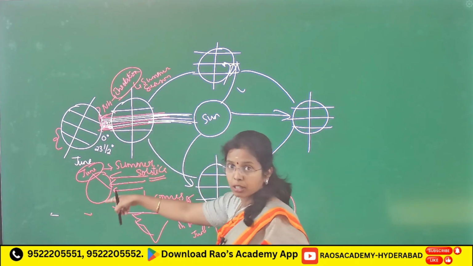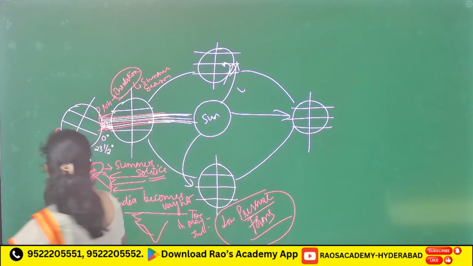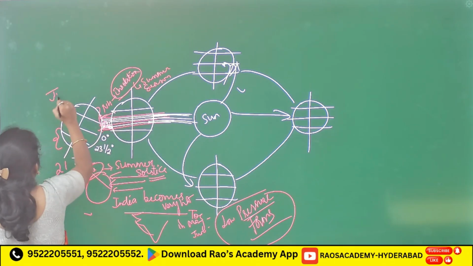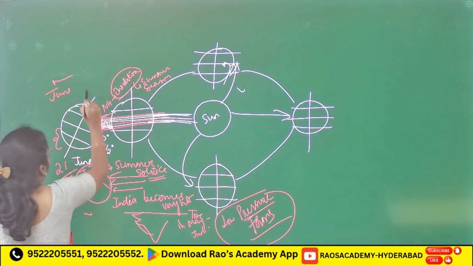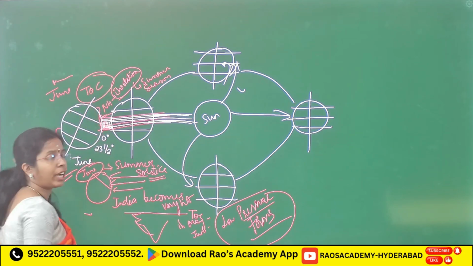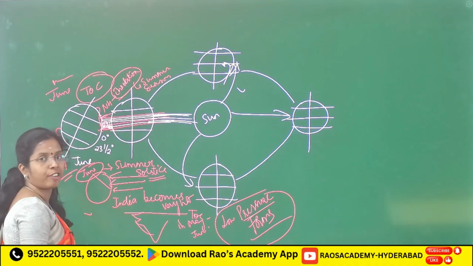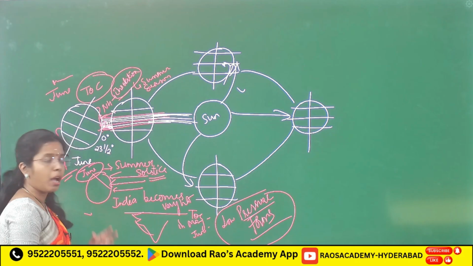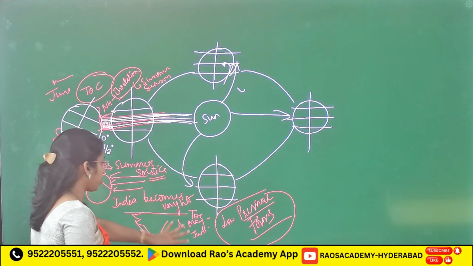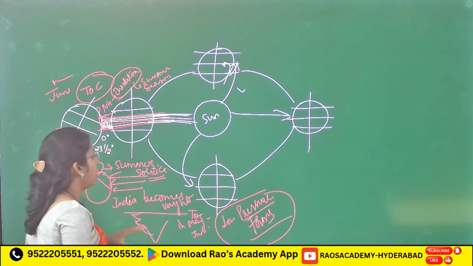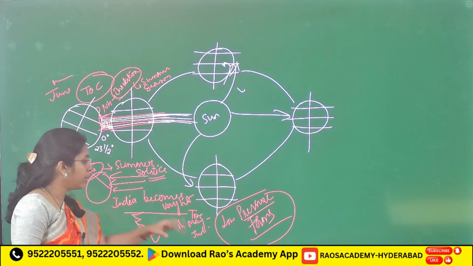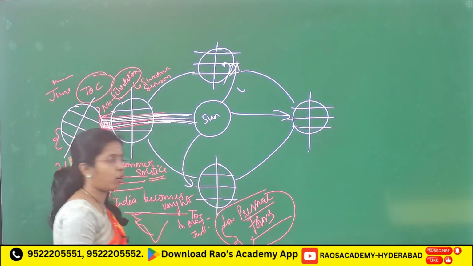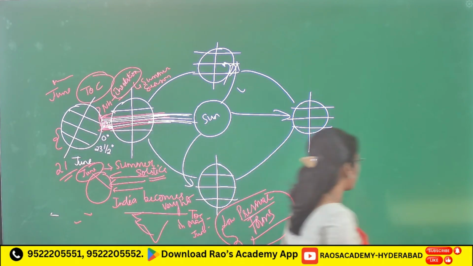Because of this summer solstice on 21st June, in the May-June month, vertical rays are falling on the Tropic of Cancer. The Tropic of Cancer passes through India. Because of that you will see very high heat in May and June month. Because of this you will see low pressure formation.